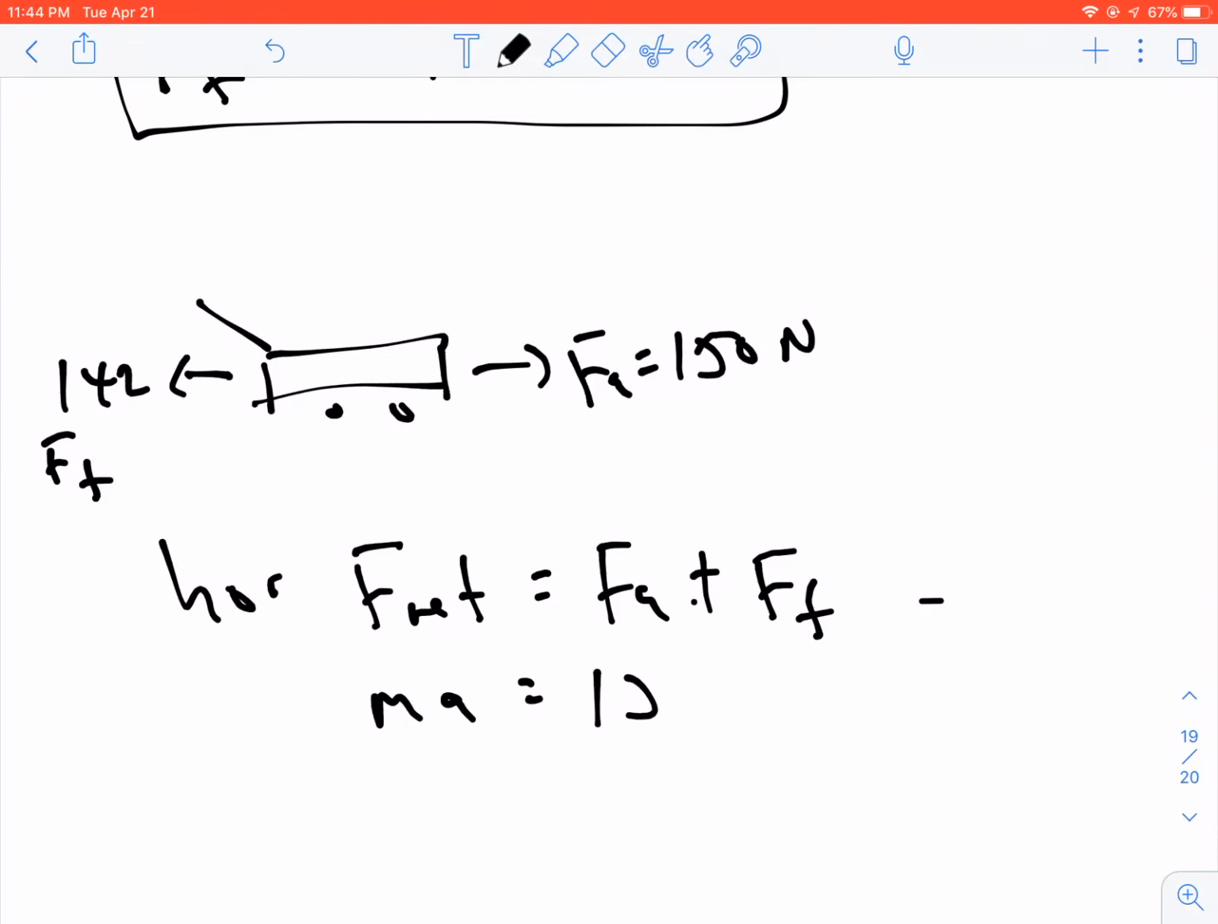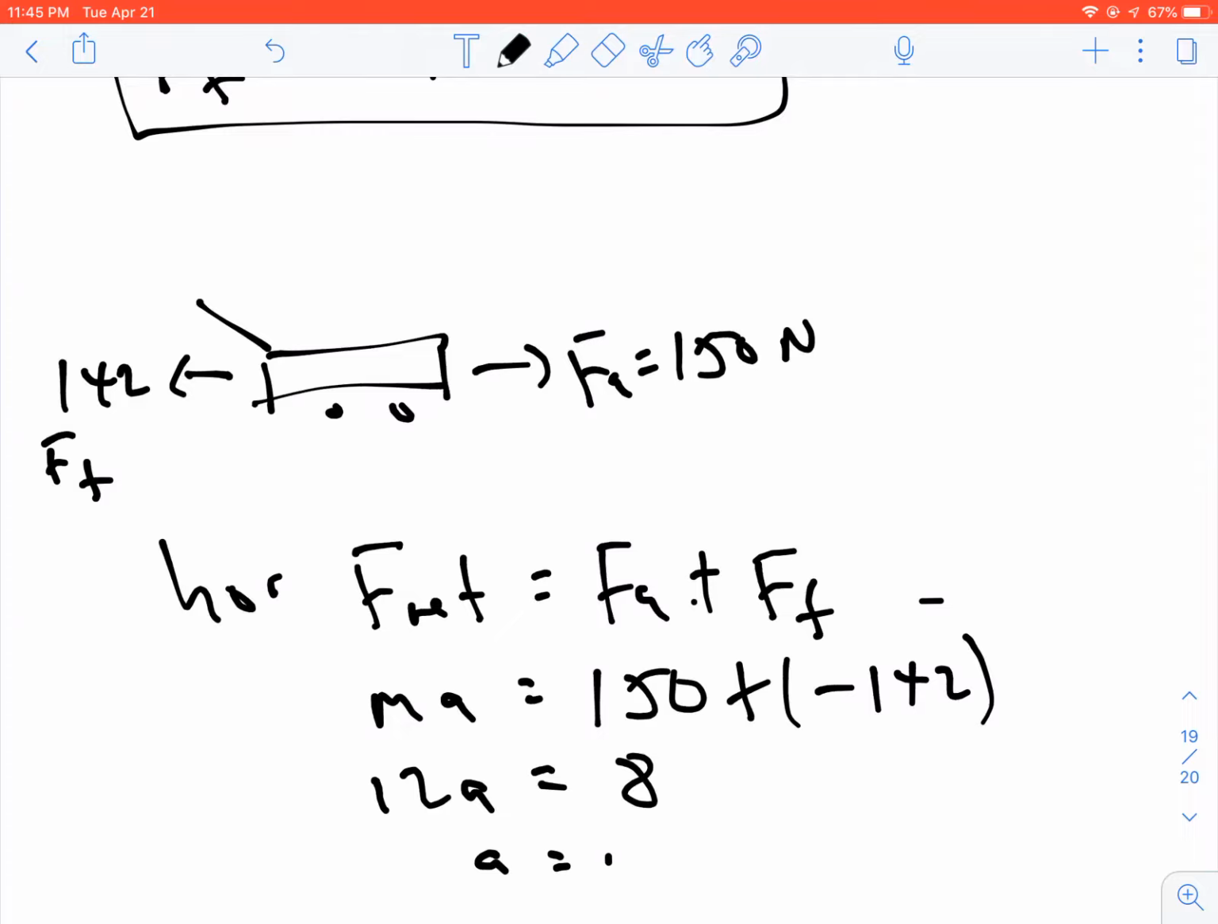Applied force is 150 in the positive direction, plus the frictional force of minus 142 in the backwards direction. I know that it's a 12 kilogram lawnmower. 150 minus 142 is 8 newtons, so the acceleration is 0.67 meters per second squared.